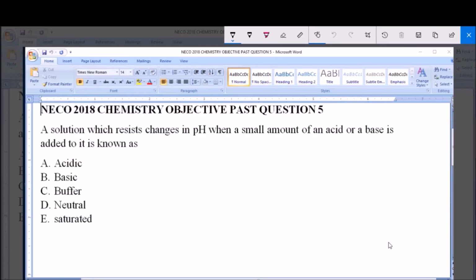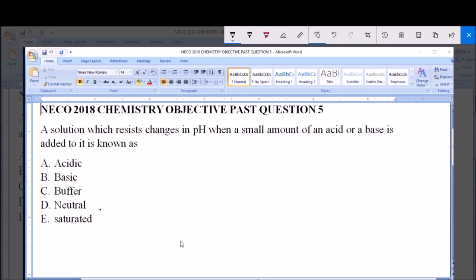Hello and welcome. I will be answering NECO 2018 Chemistry Objective Past Question 5. A solution which resists changes in pH when a small amount of an acid or a base is added to it is known as A, acidic, B, basic, C, buffer, D, neutral, E, saturated.